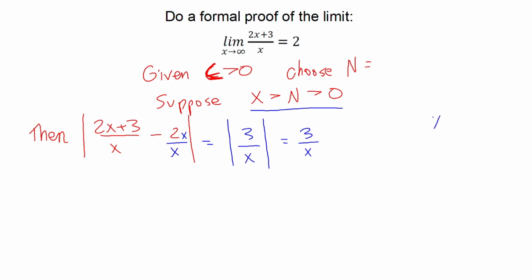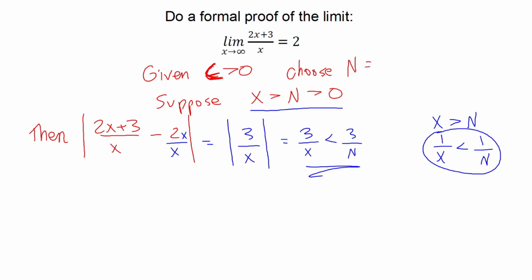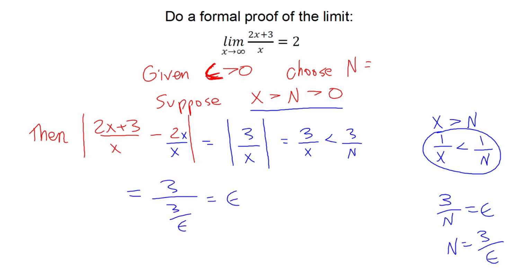Well, off to the side, we'll note that x is greater than n, which means that 1 over x is less than 1 over n, which is exactly what we want. So 3 over x is now less than 3 over n. I could just multiply both sides of this by 3 to get that statement. So we have 3 over x is less than 3 over n, and now we can just set 3 over n to be epsilon, giving us n is equal to 3 over epsilon. So this is equal to 3 over epsilon, which is just epsilon. So our choice for n is 3 over epsilon. And that's the entirety of that proof.